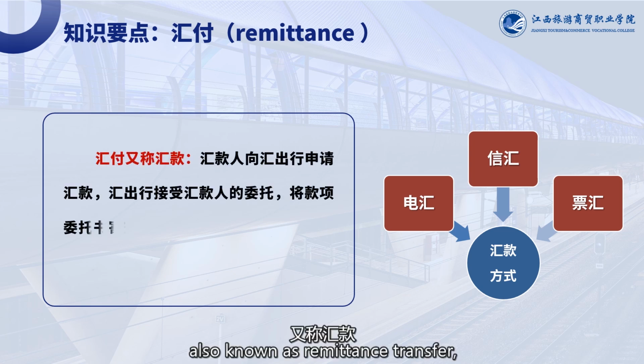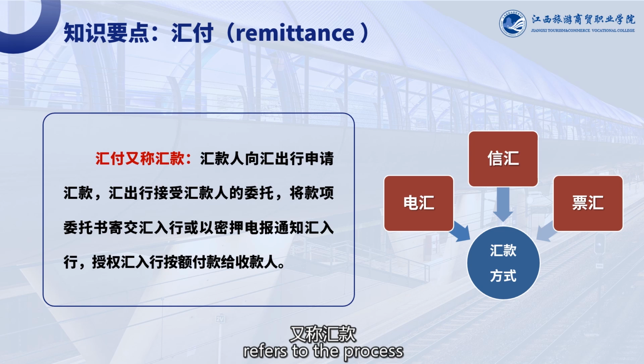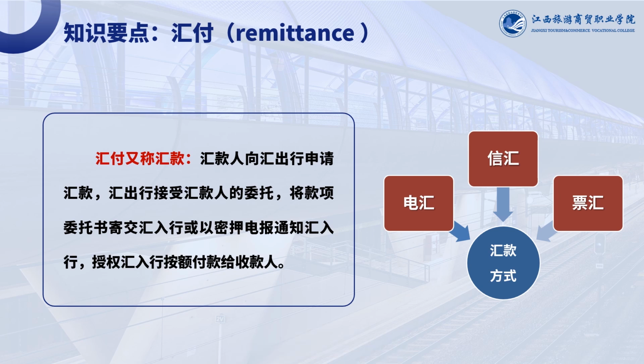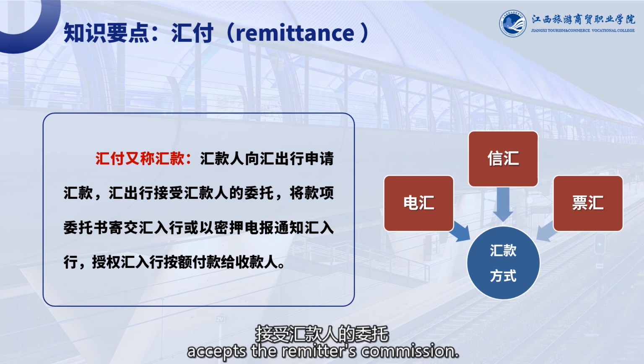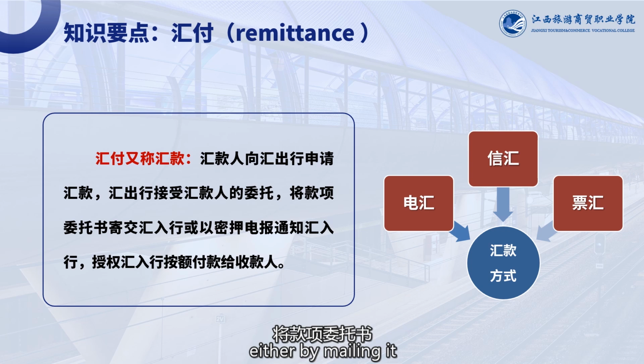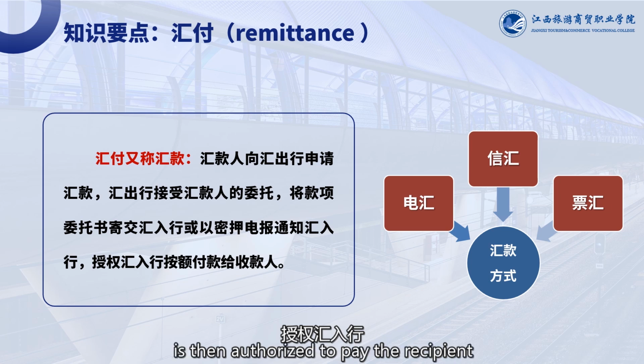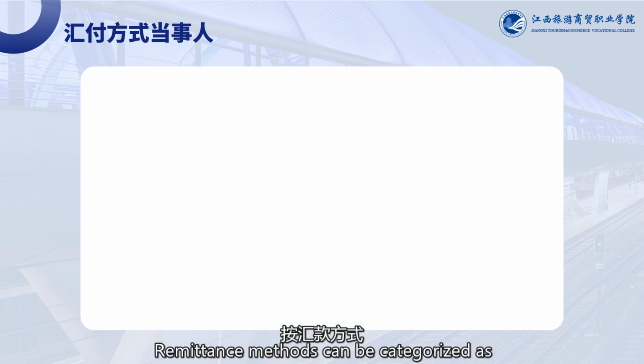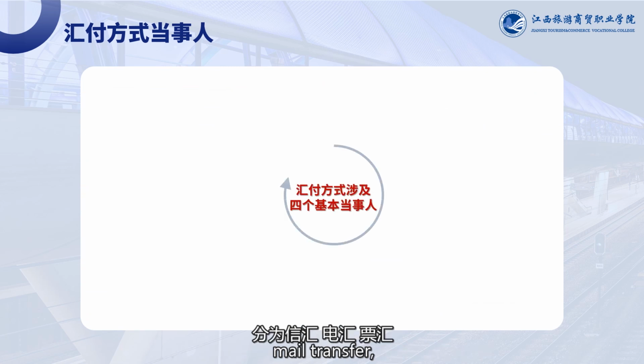Remittance, also known as remittance transfer, refers to the process in which the remitter applies for remittance at the remitting bank. The remitting bank accepts the remitter's commission. It sends the remittance order to the correspondent bank either by mailing it or by sending a secure telegram to inform the correspondent bank. The correspondent bank is then authorized to pay the recipient according to the specified amount. Remittance methods can be categorized as mail transfer, telegraphic transfer, or demand draft.